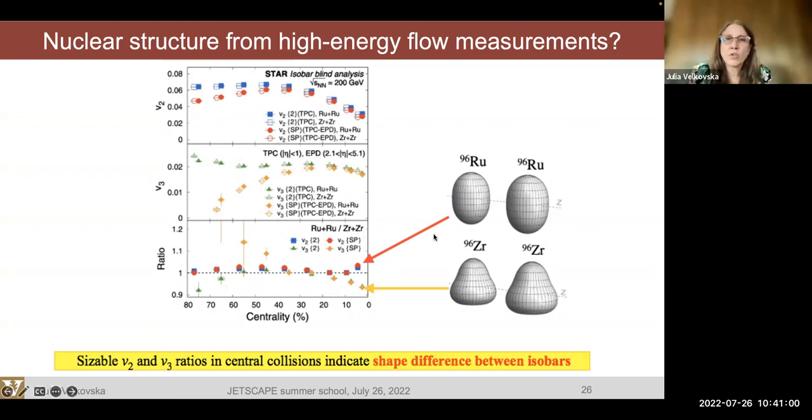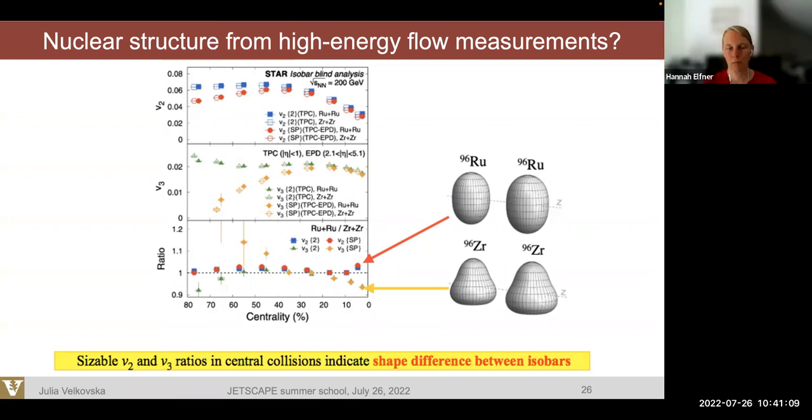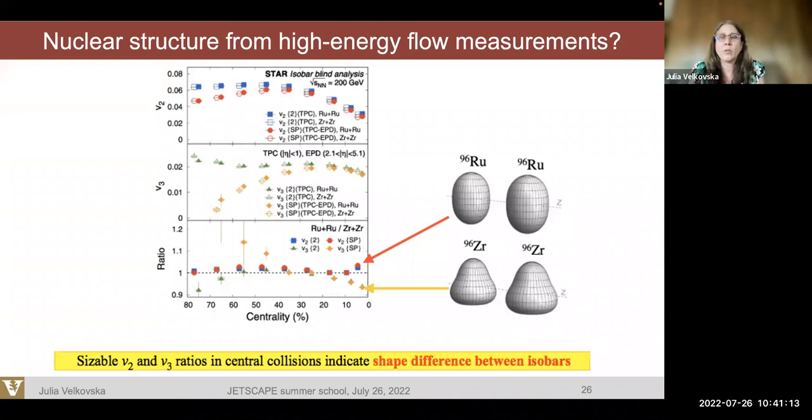But about the shape, this is an example of how you may learn something about the shape. Basically, it's through model comparison. You would put the deformation of the nucleus in your model calculation, and then you see what kind of deformation will describe the data for the flow observables that you measure.